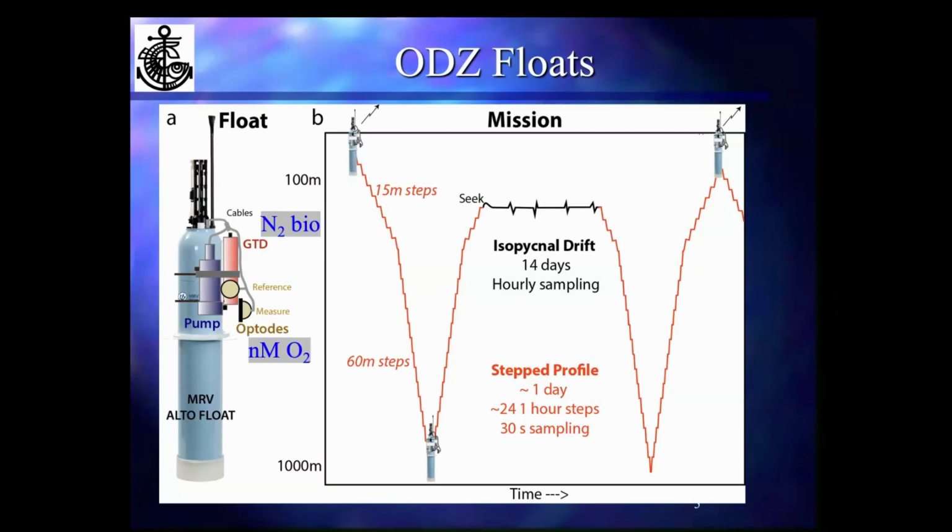These floats would have a GTD, which is a gas tension device that measures dissolved gas pressure, which we convert hopefully into biogenic nitrogen, and optodes, where we have one stuck into the water, but also one that represents a zero reference in a sulfide solution. And it's Eric who worked on all the details of trying to squeeze as much resolution and accuracy out of that approach.